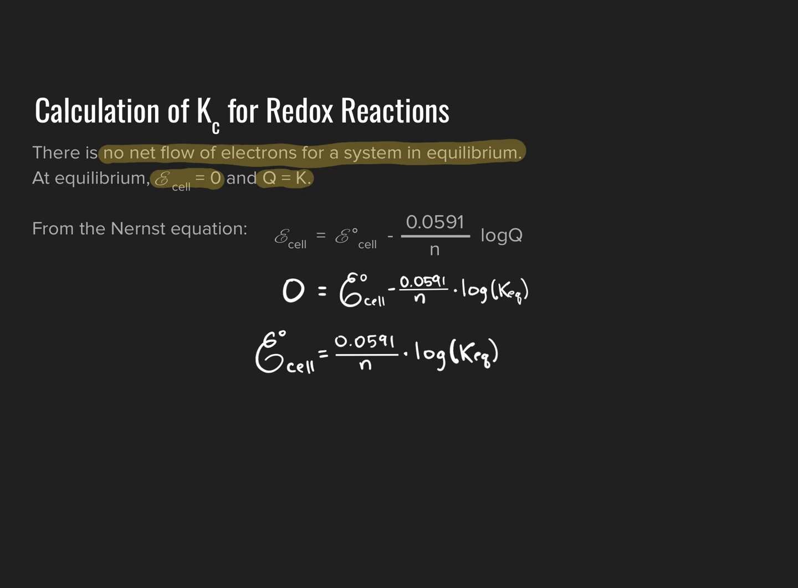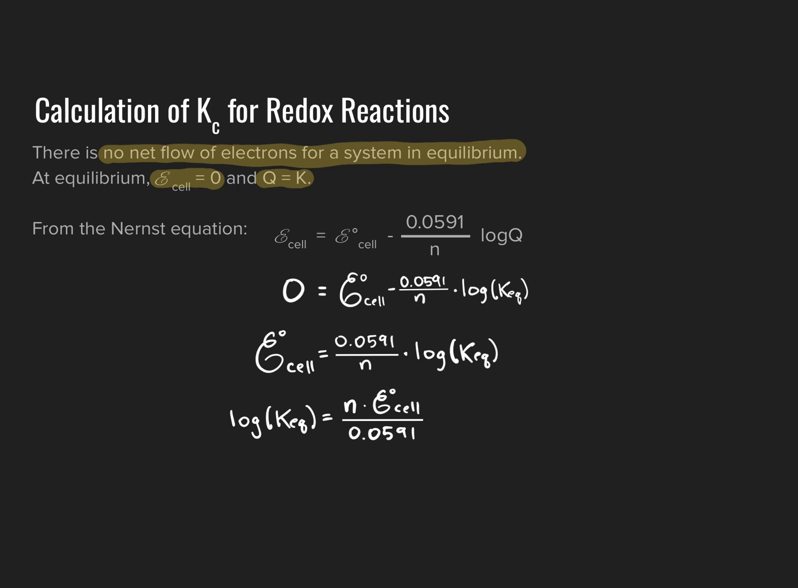And then I can simply multiply both sides of the equation by n and divide by that factor 0.0591, which yields an expression now here that the log of the equilibrium constant, K_EQ, is equal to n times the standard cell potential divided by 0.0591. And think for a moment here, folks, about what a powerful equation this actually is. Because this equation will allow me to calculate values of the equilibrium constant, K_EQ, by measuring simply the standard cell potential of a particular electrochemical cell. And this is a big deal.